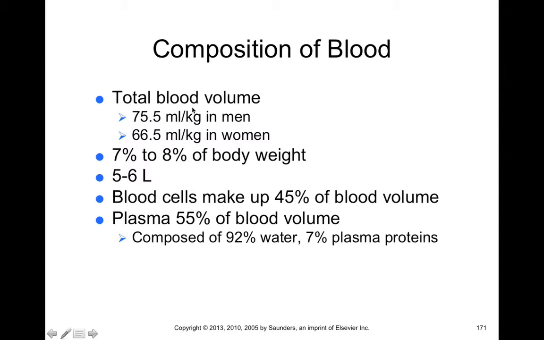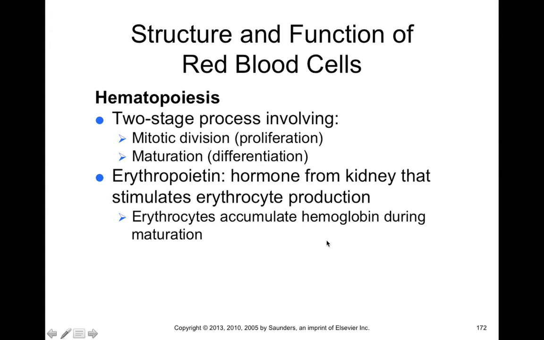Total blood volume in men is about 75.5 mL per kilogram, and in women, 66.5 mL per kilogram on average. And so that encompasses about 7 to 8% of your total body weight. The average blood volume is about 5 to 6 liters, and blood cells within a particular volume of blood make up about 45% of that volume. Otherwise, the remaining volume of blood is plasma, which is mostly water, plasma proteins, and electrolytes.